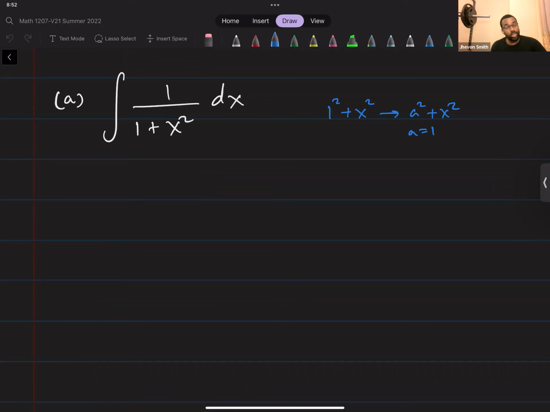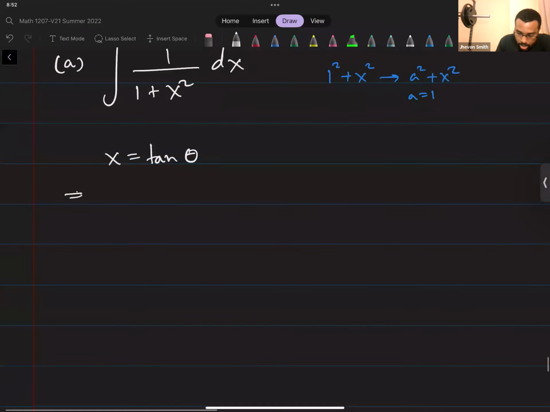Would a regular substitution work? Obviously, a substitution is not going to work because if you do u equals 1 plus x squared, your du is going to give you a 2x dx. Where's the x dx? You don't have it. So you're in another situation now where a trig sub is actually pretty useful to do. So here, you just set x equals tan theta. This would mean your dx, the derivative of tangent, is secant squared.